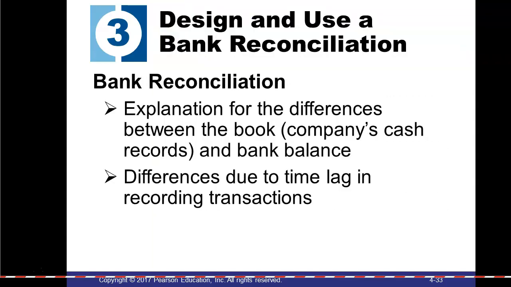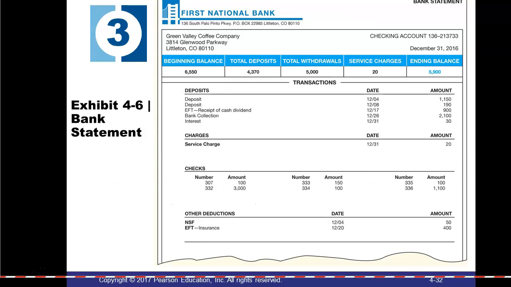So bank statements provide a difference, and it explains what those differences are, because what's going to happen when you look at this bank statement here, it says your balance is $5,900 at the end of 2016. Well, your bank balance on your books may say something different, and your job is to say, my book says this, the bank says this. What are the transactions that make up that difference?